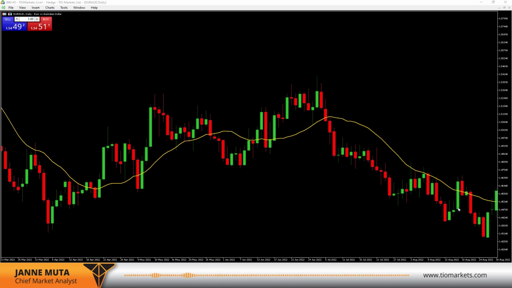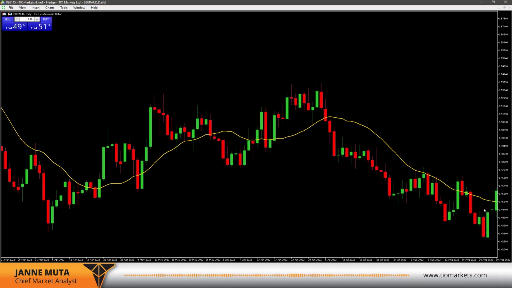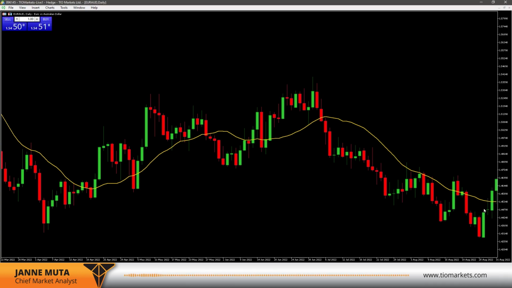So I'm going to give you very quickly a couple of examples that you can then study and see if these could work in your trading. First of all, this is Euro Aussie in the daily time frame, meaning that each candle is 1 day of price action.